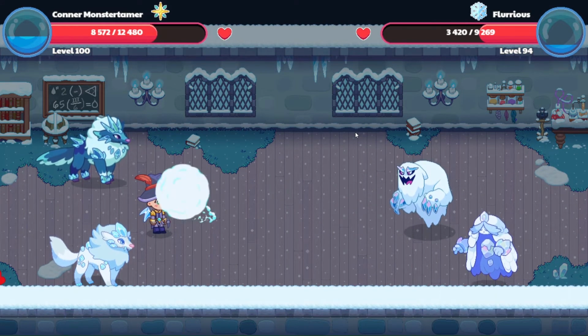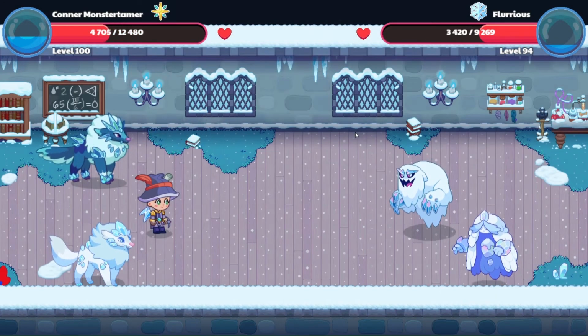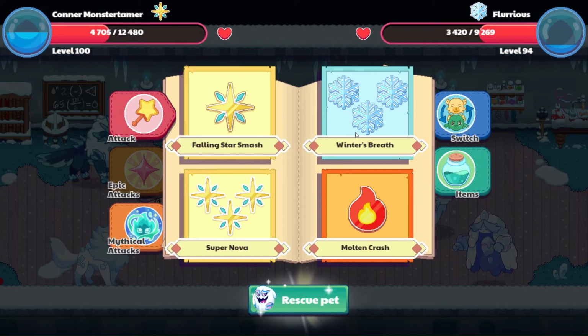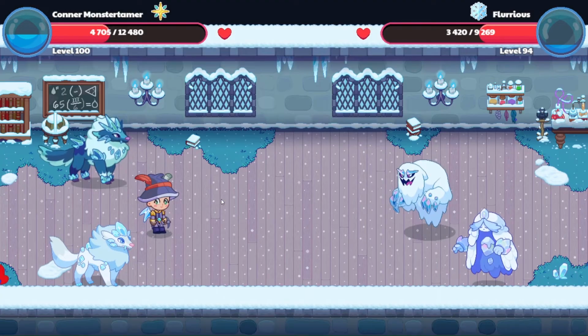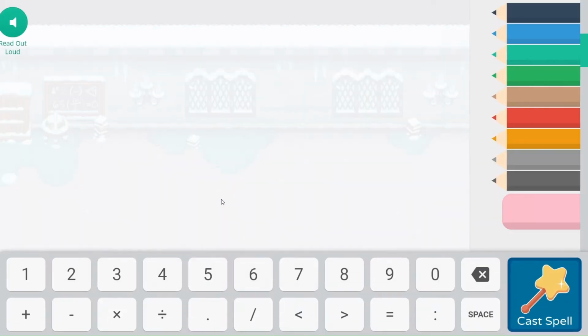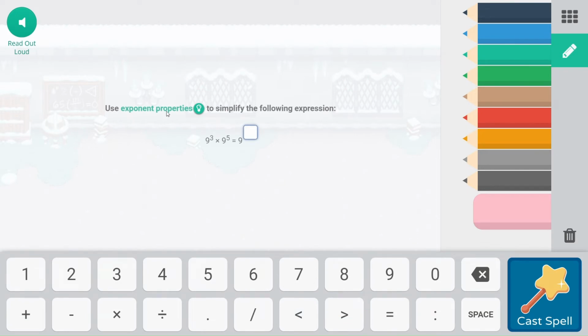Alright, let's see. Flurious. 3867 points of damage there. And let's go ahead and do our Supernova. Use exponent properties to simplify the following expression. Alright, so this should be 9, 3 plus 5. That will be 8. 9 to the power of 8.